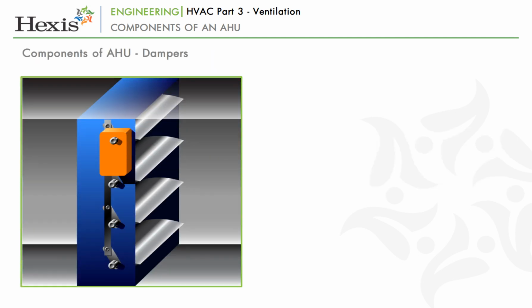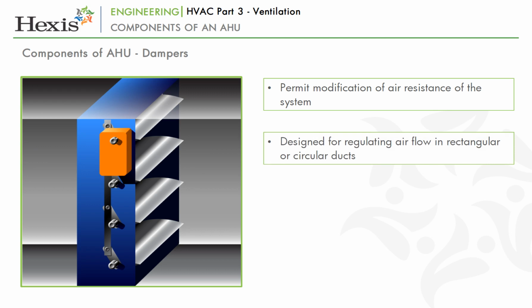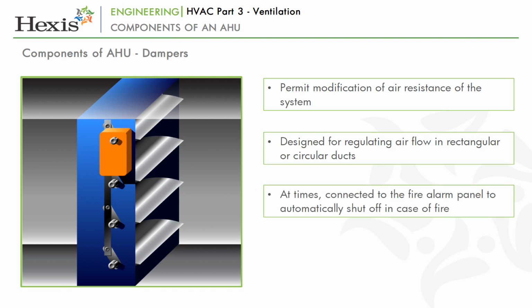Dampers are devices which permit modification of the air resistance of the system and consequently a change in the airflow rate or complete shut-off of the airflow. Air dampers are designed for regulating airflow in rectangular or circular ducts. The dampers are at times also connected to the fire alarm panel to automatically shut off in case of fire and thus stop the flow of the air into the conditioned space.